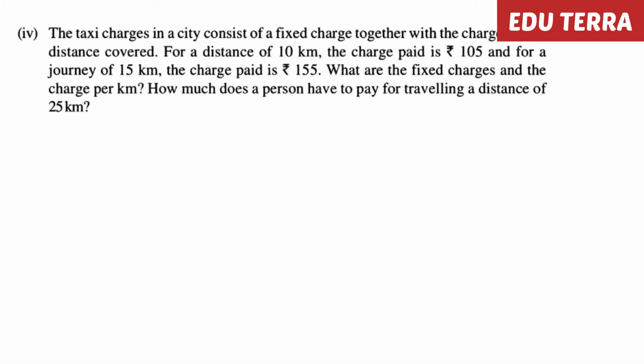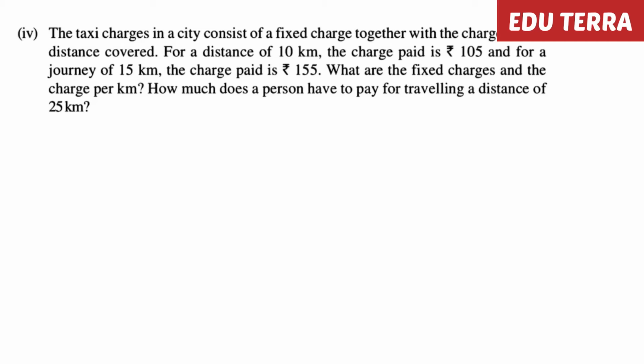Part 4. The taxi charges in a city consist of a fixed charge together with the charge for the distance covered. For a distance of 10 km, the charge paid is rupees 105. And for a journey of 15 km, the charge paid is rupees 155. What are the fixed charges and the charge per kilometer? How much does a person have to pay for traveling a distance of 25 km?